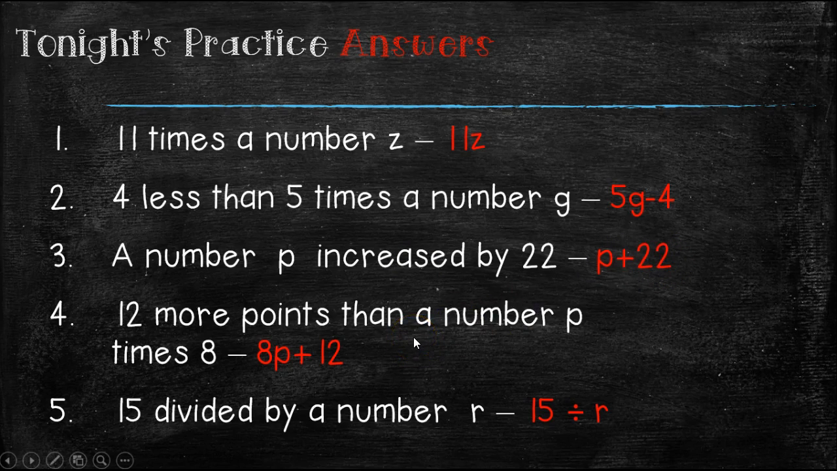The next one, 12 more points than a number P times 8. So remember, if we have times, we are not going to put the X in there because that's just confusing. We're just going to put the number by the variable. So 8P plus 12. And this is another thing to note, that we always put the number first, then the variable if we're multiplying. Just a little hint.